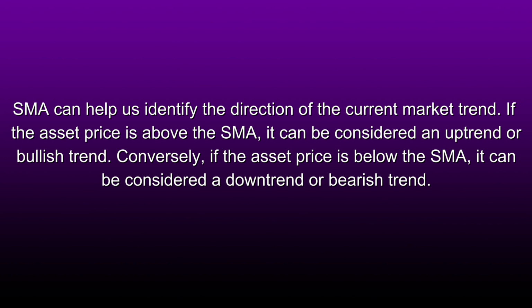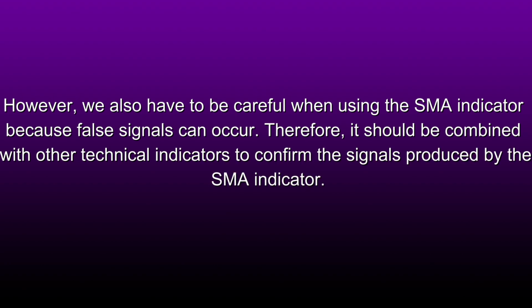SMA can help us identify the direction of the current market trend. If the asset price is above the SMA, it can be considered an uptrend or bullish trend. Conversely, if the asset price is below the SMA, it can be considered a downtrend or bearish trend. However, we also have to be careful when using the SMA indicator because false signals can occur. Therefore, it should be combined with other technical indicators to confirm the signals produced by the SMA indicator.